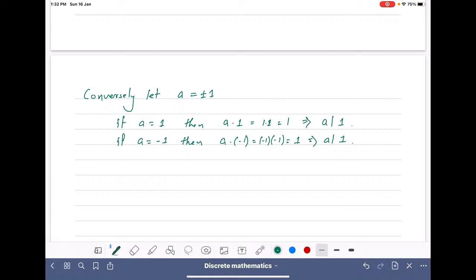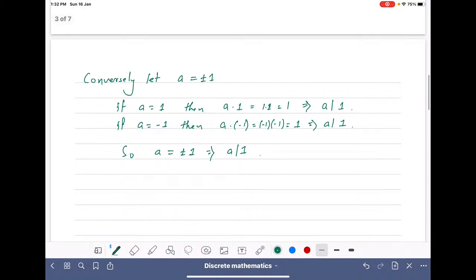So in any case, we have a divides 1, and this completes the proof that a divides 1 if and only if a equal to plus or minus 1. This is it.